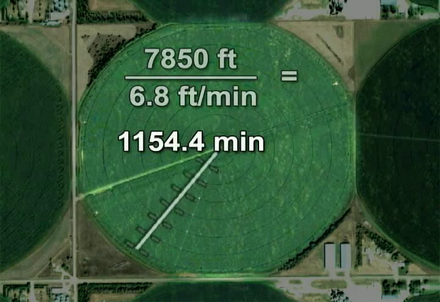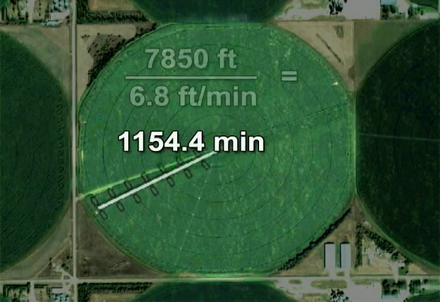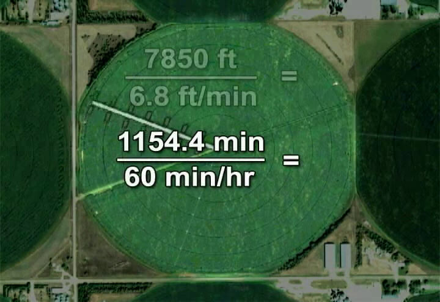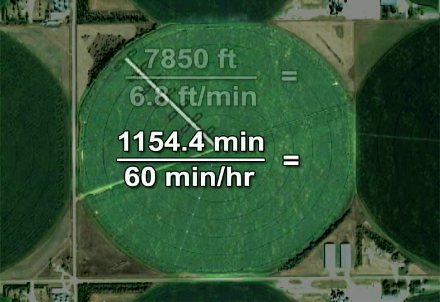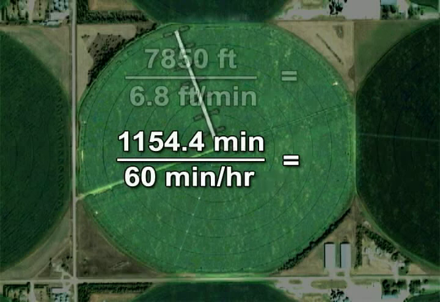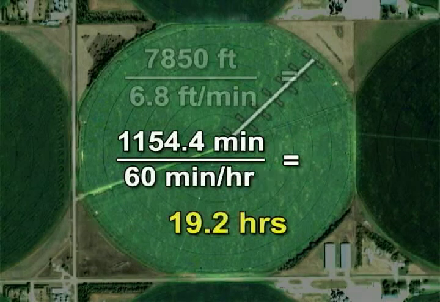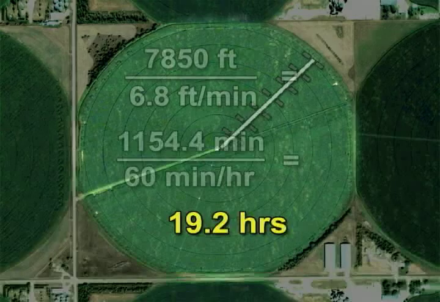To convert the revolution time to hours, simply divide the number of minutes needed, 1,154.4, by 60, the number of minutes in an hour. The time needed to complete the revolution, therefore, is 19.2 hours, or 19 hours and 12 minutes.